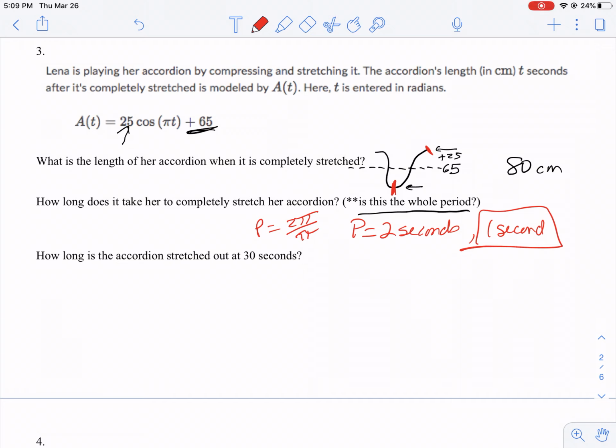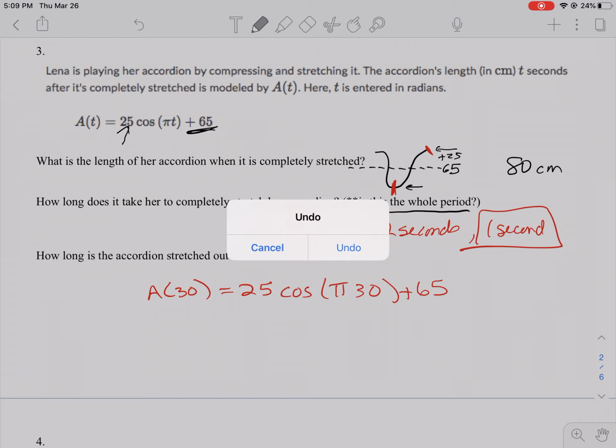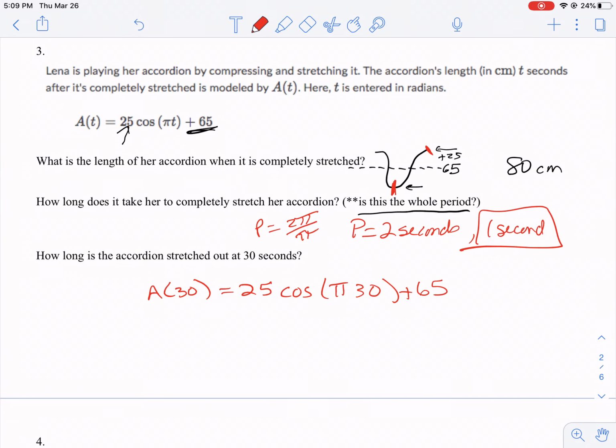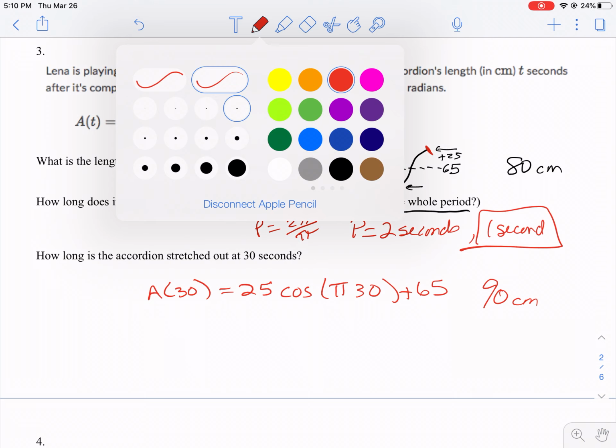How long is the accordion stretched out at 30 seconds? Well, all we got to do is fill in the 30 because t is time. Remember to have your calculator in radians. Just type it in. And I am getting 90 centimeters, which makes sense because I added wrong on the first part.